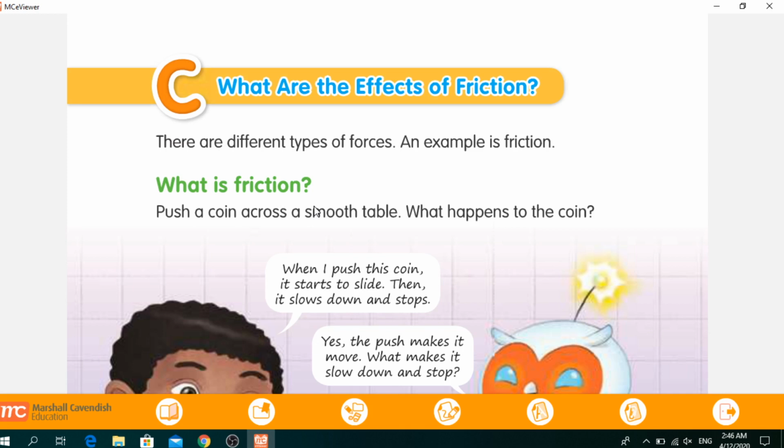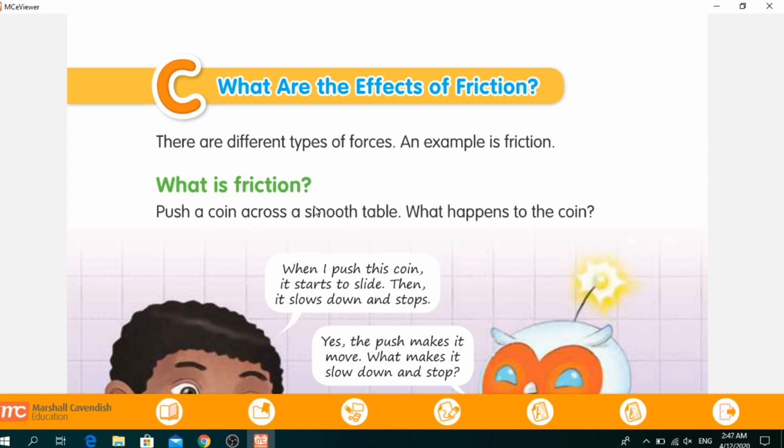Friction is the force between two surfaces, or the force that exists between two objects that touch each other, and it acts in the opposite direction. Okay, how? When you rub your hands together, you feel warm, right? Why? Because there is friction, and friction produces heat.